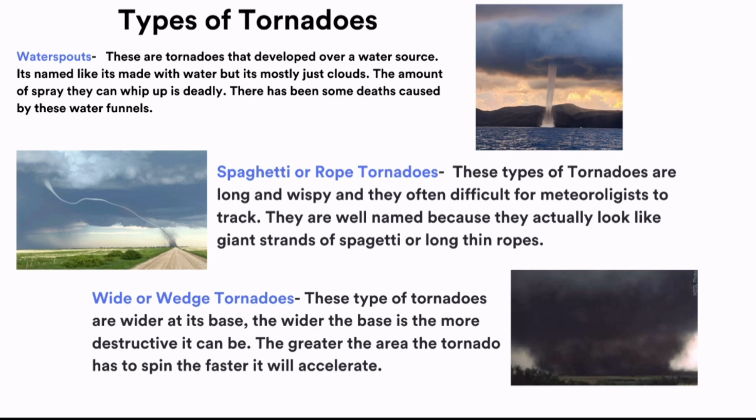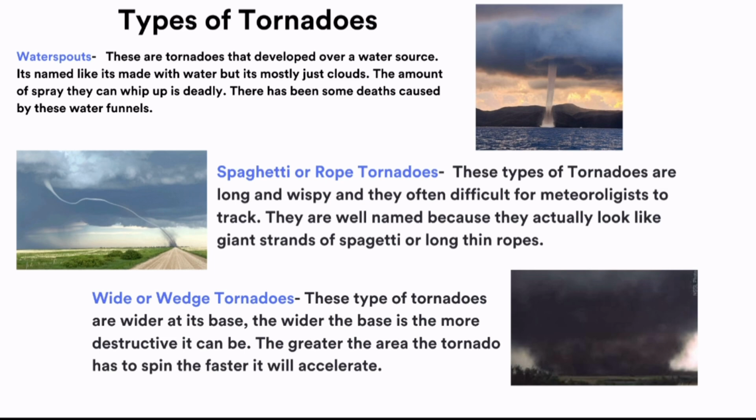The second type of tornado is called a spaghetti or a rope tornado. These types of tornadoes are long and wispy, and they often are difficult for meteorologists to track. They are well named because they actually look like giant strands of spaghetti or long, thin ropes.